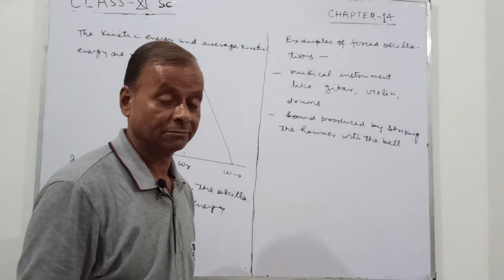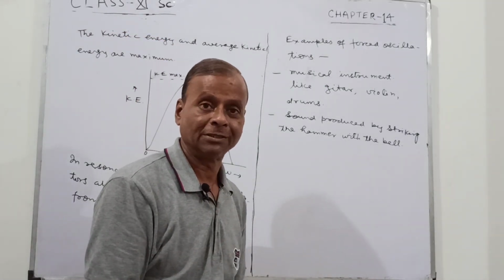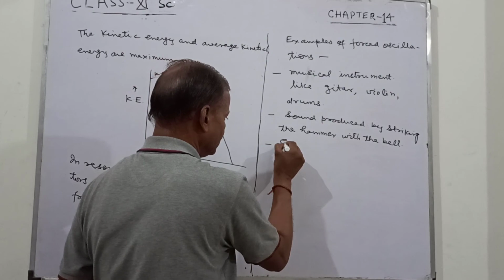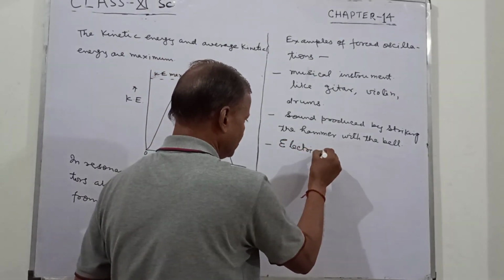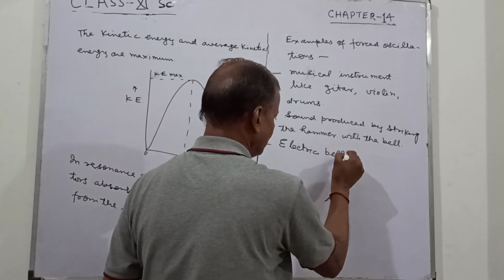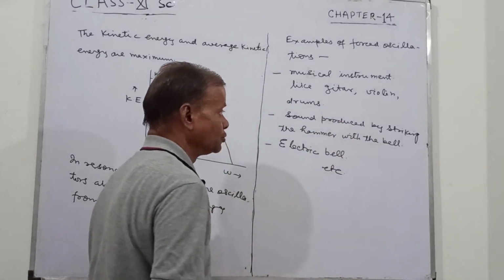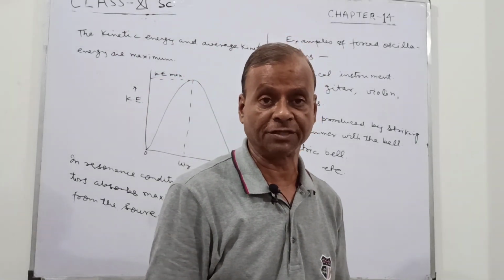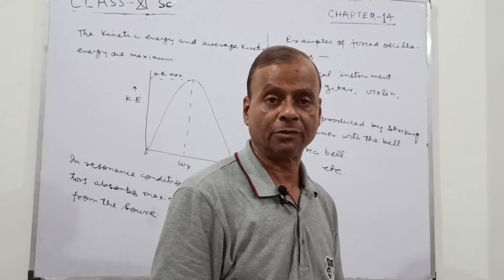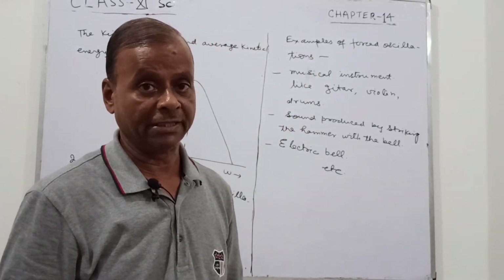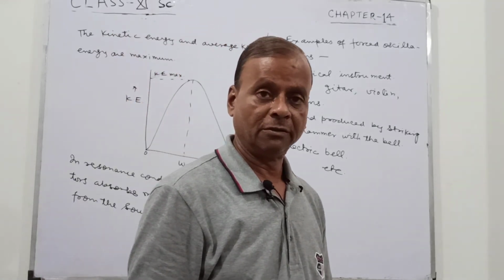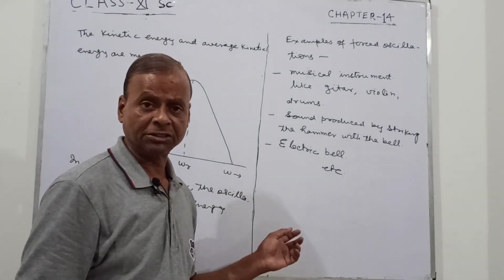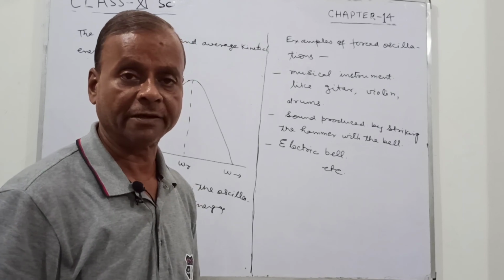Similarly, your electric bell also: till the electric bell is switched on, there will be sound. As soon as it stops, there is no sound. Electric bell, etc. So all the musical instruments in our life that we see, also your TV, radio, etc., have forced vibrations. Till there is the electrical force, they will continue to vibrate. So these are so many examples of forced vibrations in our life.